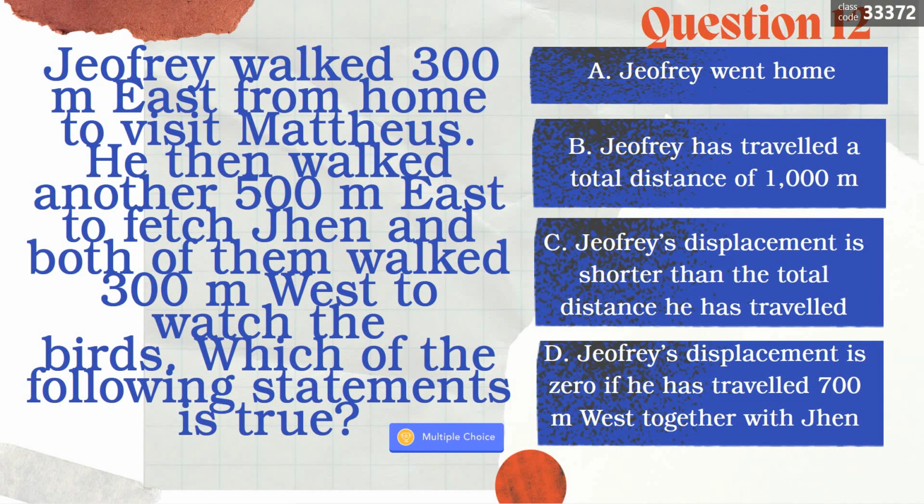A. Geoffrey went home. B. Geoffrey has traveled a total distance of 1,000 meters. C. Geoffrey's displacement is shorter than the total distance he has traveled. Or D. Geoffrey's displacement is 0 if he has traveled 700 meters west together with Jen. Very good. The correct answer is letter C. Geoffrey's displacement is shorter than the total distance he has traveled.